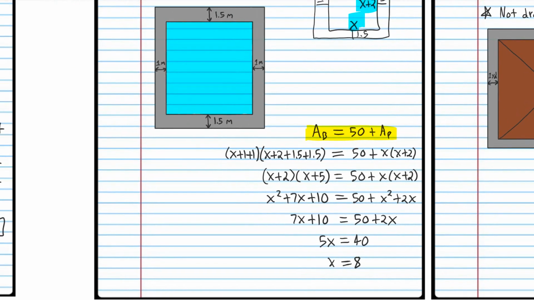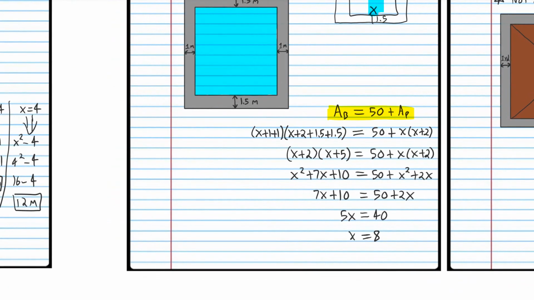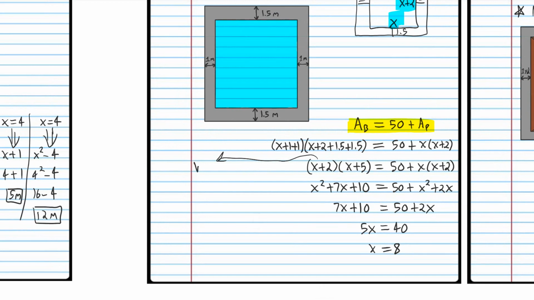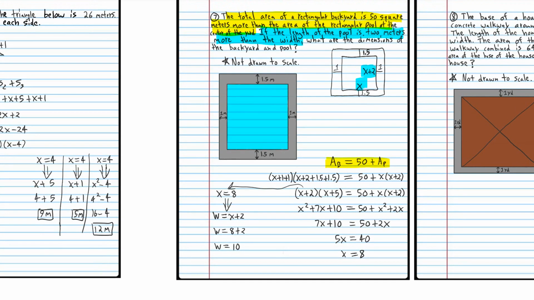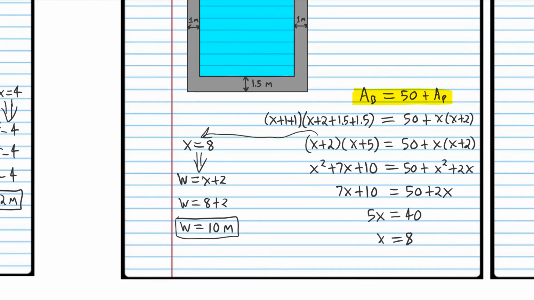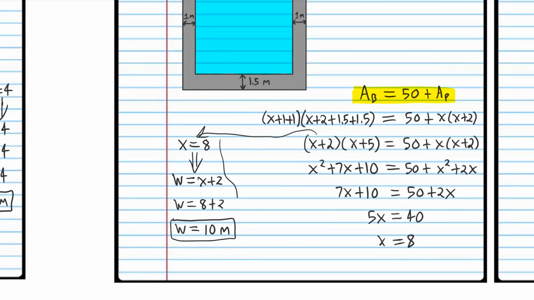So now we just have to find the dimensions. So we know that the width is x plus 2. And we know that x is equal to 8, so we're going to plug it in there. 8 plus 2. So the width of the entire backyard is 10, what are we dealing with here? Meters, 10 meters. So we can put m for meters. And if you don't know the abbreviation for meters, that's okay. You can just spell it out.